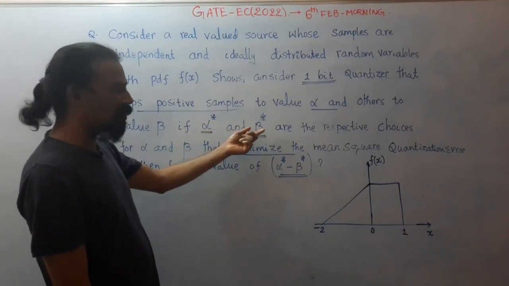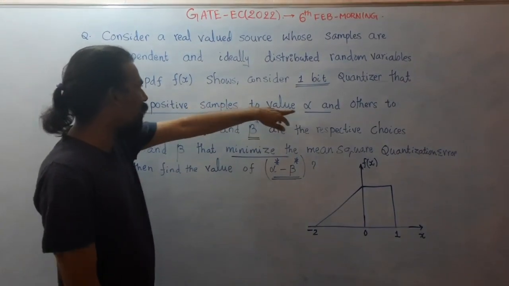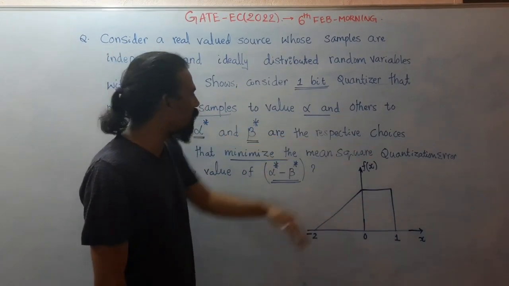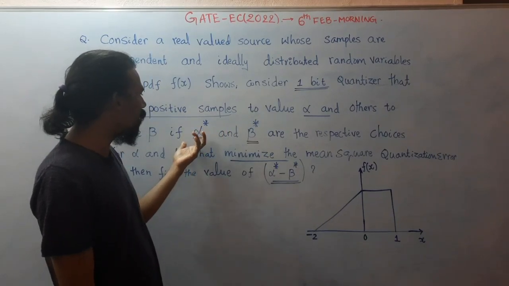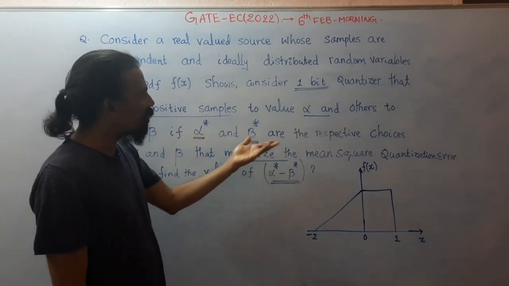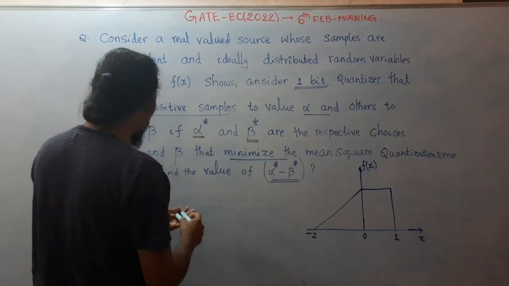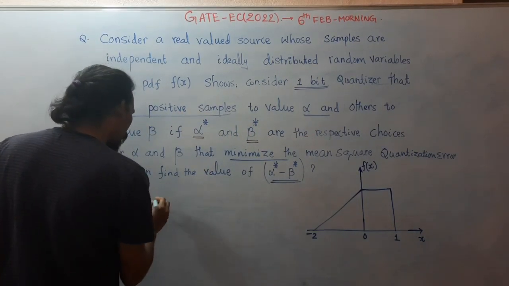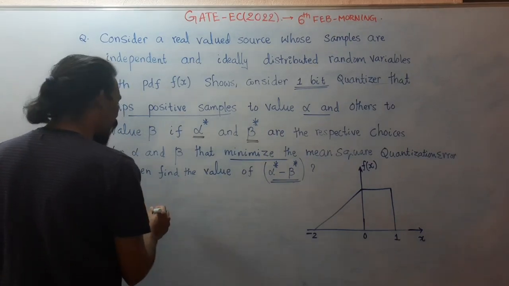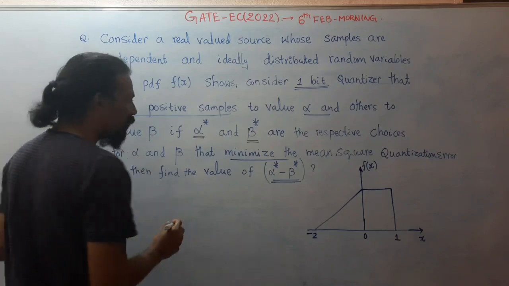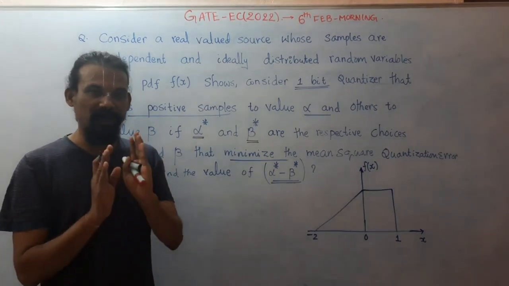Here alpha star and beta star are the values of the quantization levels which minimize the mean square quantization error, which means these are optimum values. From the concept of the optimum quantizer, the optimum quantization levels are at the centroid of the quantization region. What is meant by centroid, my dear friends? Centroid is nothing but the expectation of x in that region.